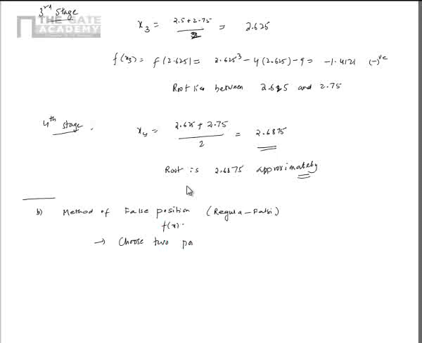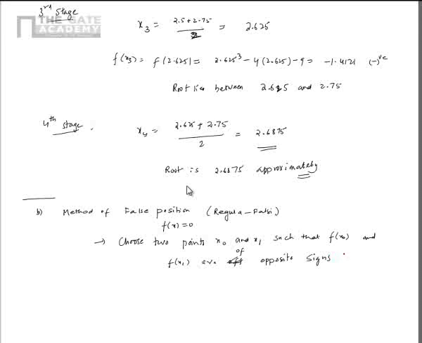So we are solving f of x equal to 0, we need to find an interval. So choose 2 points x0 and x1 such that f of x0 and f of x1 are of opposite sign. This step is just similar to your bisection method. You have to basically find an interval in which the root lies. That's what you're doing by this method.